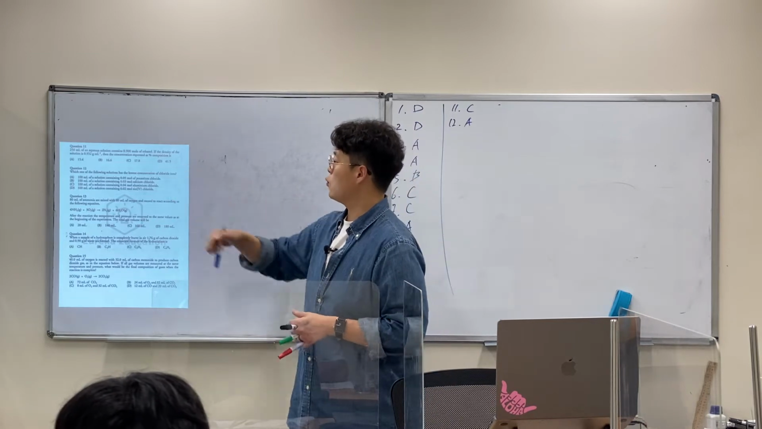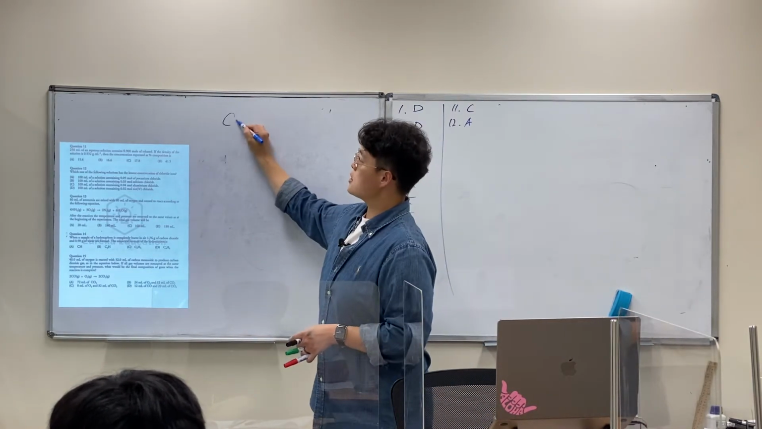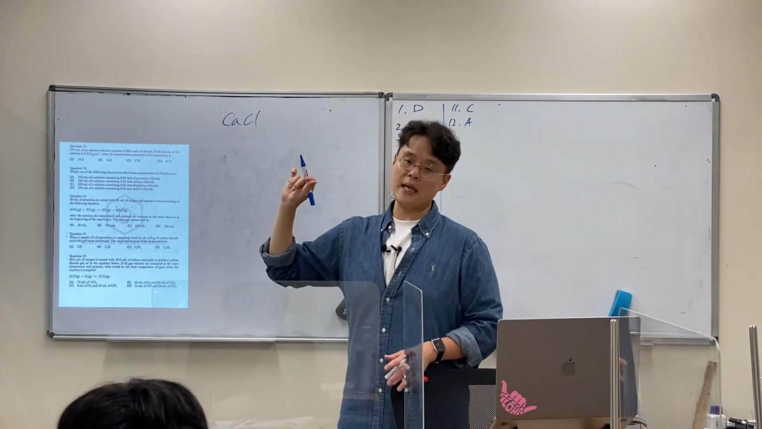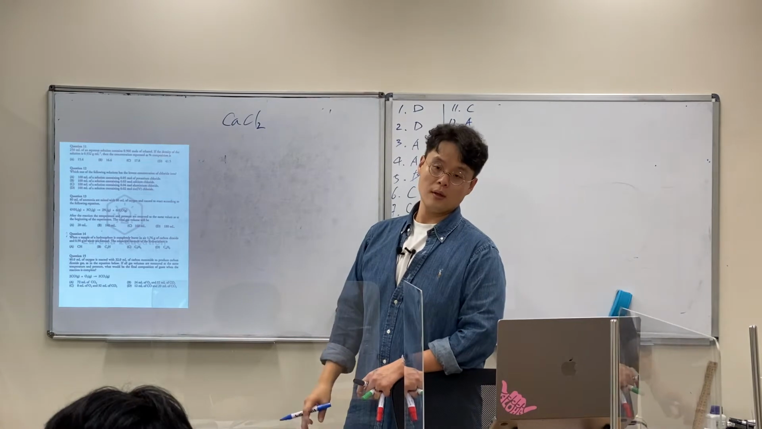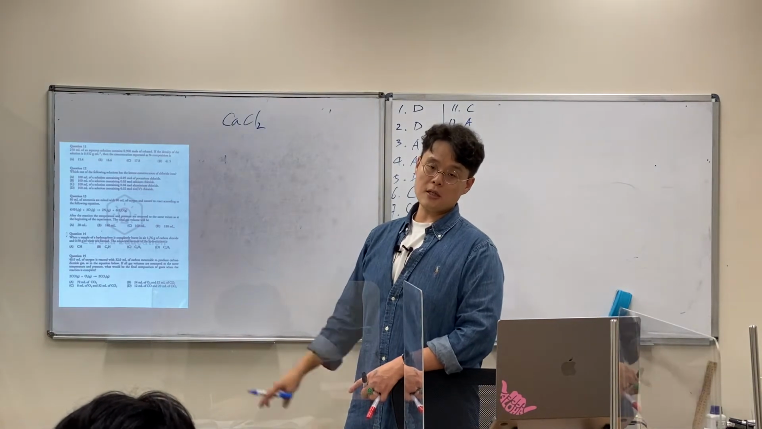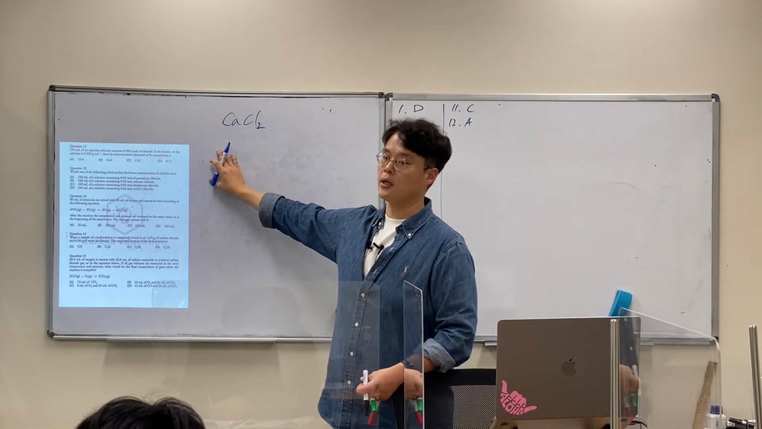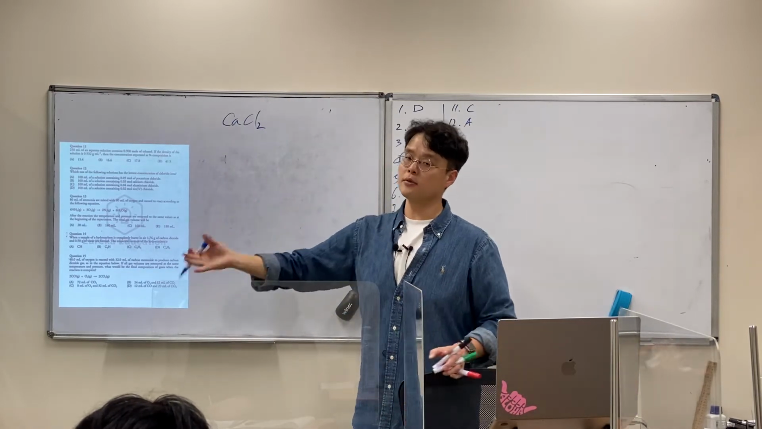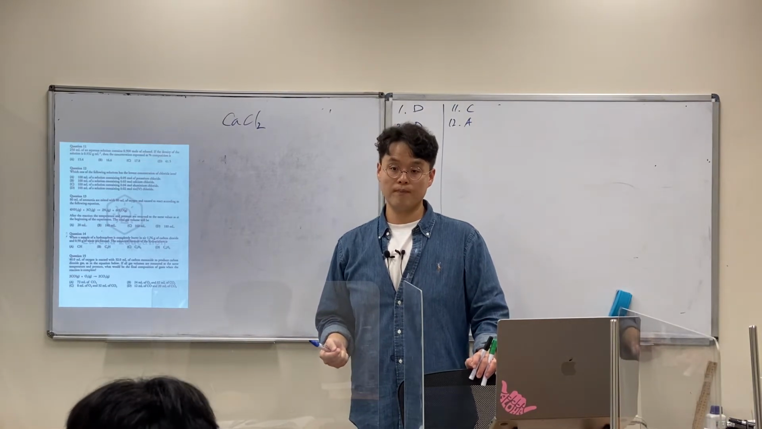I'll give you the second one, calcium chloride, and many of you made a mistake. Calcium chloride is not CaCl, it will be CaCl2. It depends on the number of chloride ions attached to the cation, so the concentration can be doubled or sometimes tripled. Okay?